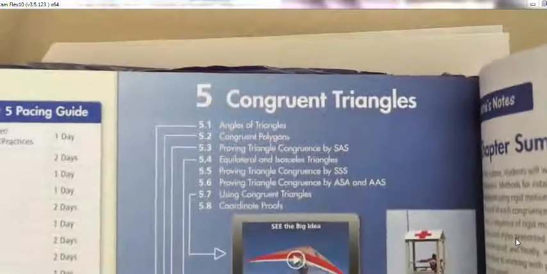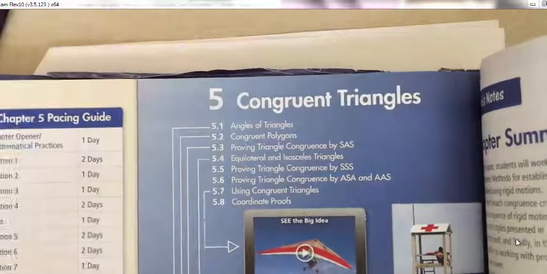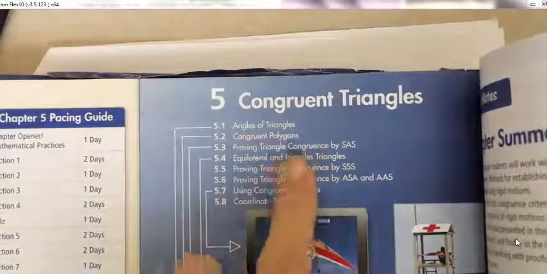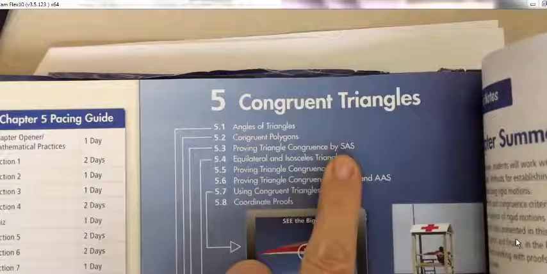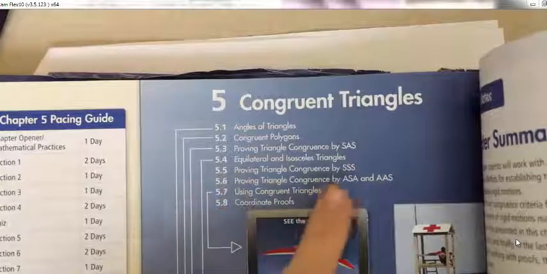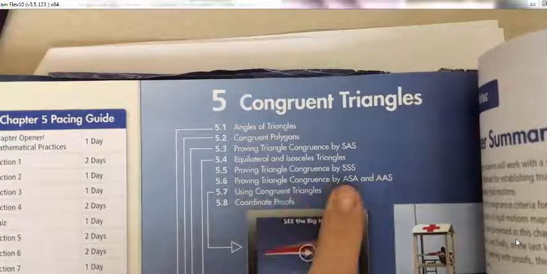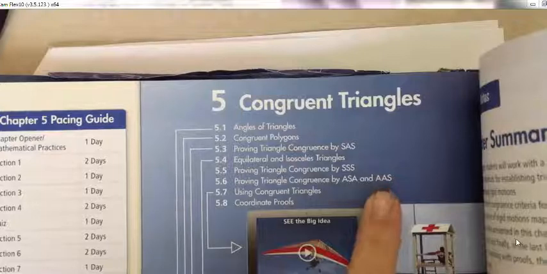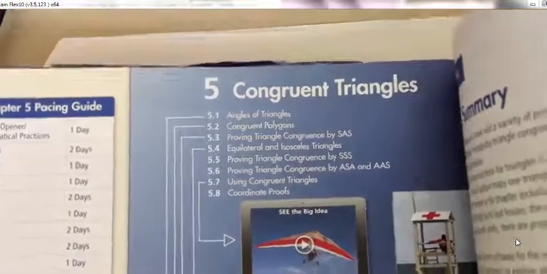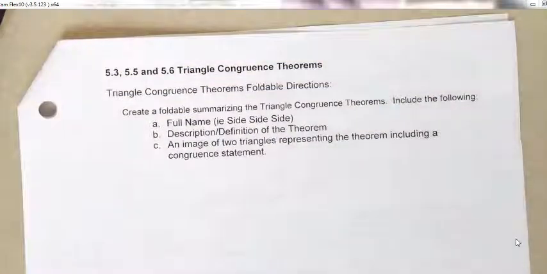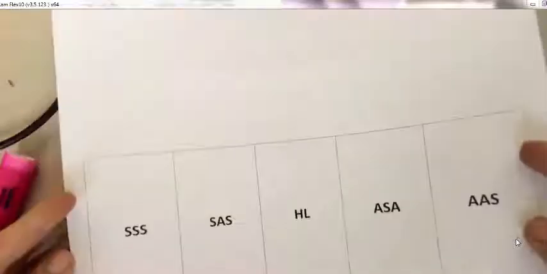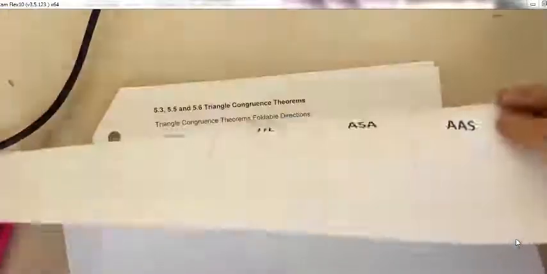In your textbook, there's always, in the beginning of every chapter, there's a nice little summary. So 5.3 has the SAS triangle congruence theorem. 5.5 has the SSS. 5.6 has the ASA and the AAS. And there's one more here, and I'll tell you where that is from when we get to it. So what you're going to want to do is take that foldable that I gave you, and we are going to fold it hot dog style.